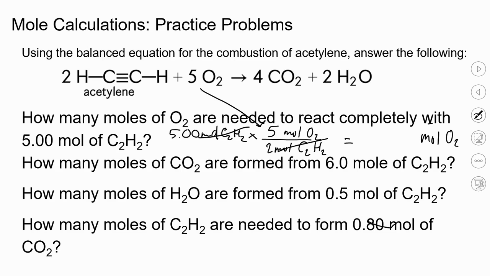So we have 5 times 5 divided by 2, and we need 3 sig figs. So that's going to be 12.5, good. So according to this chemical equation, if we start with 5 moles of C2H2, we should end up with 12.5 moles of O2.